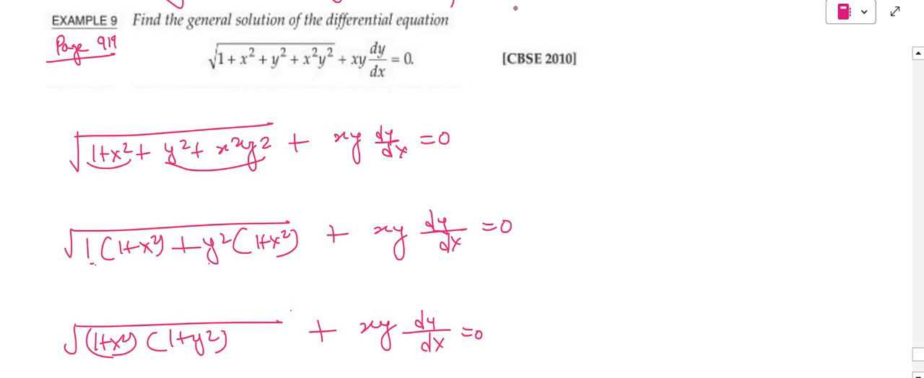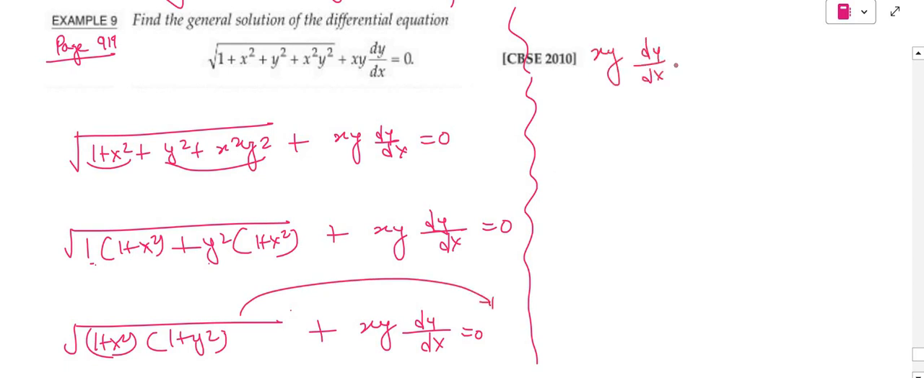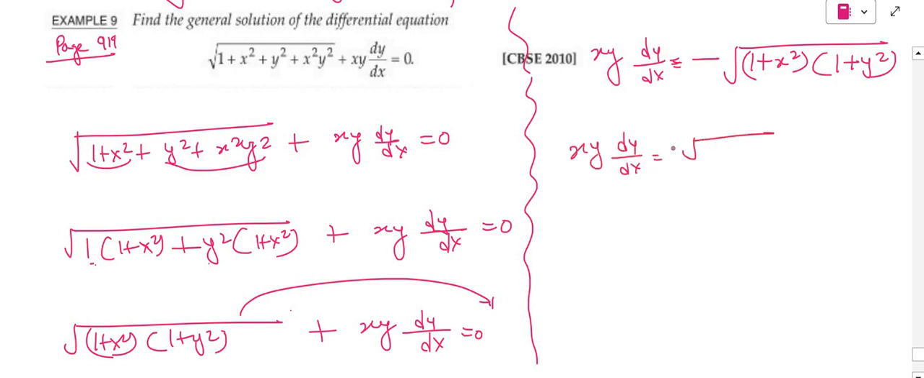What else can we do here? I feel we can take this side, right? So xy dy by dx is minus of under root 1 plus x square and 1 plus y square. Can we split it this way? dy by dx is minus of 1 plus x square and under root of 1 plus y square. So I just separated it, because in variable separable, the x terms are separate and the y terms are separate, okay?